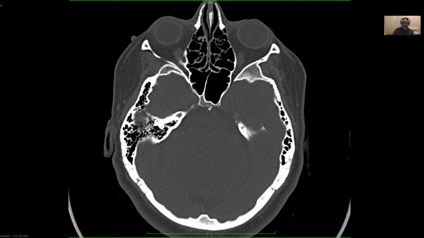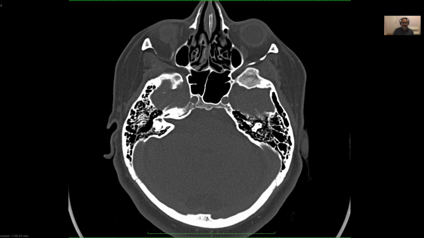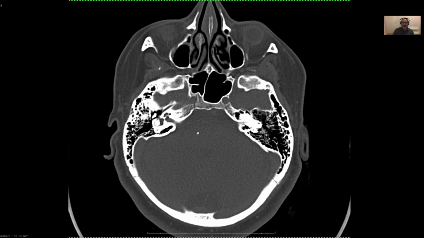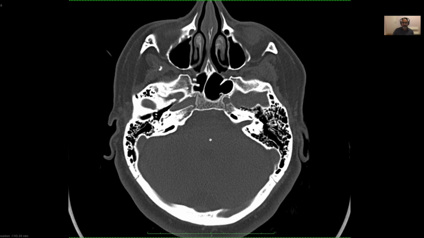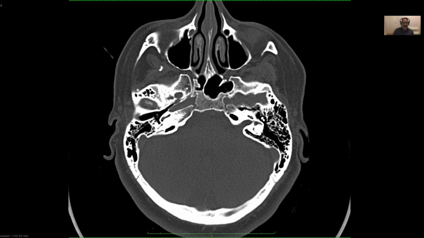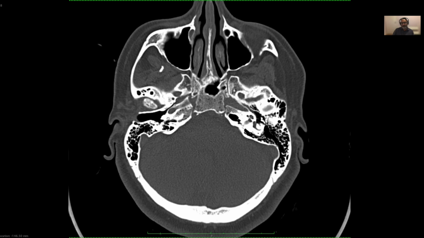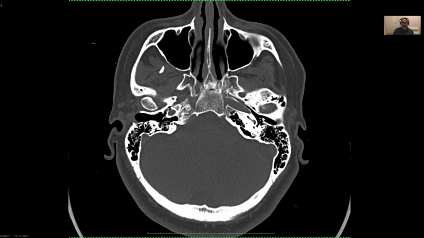This is here, the sphenoid bone again. And here we've got the temporal bone. And posteriorly, it's the occipital bone. Now, if we keep going down, you can see the big air cells of the temporal bone. And we keep going further down, and you'll notice this thing popping up here. That's the zygomatic process of the temporal bone. And then the zygomatic process attaches to the zygomatic bone on the other side.